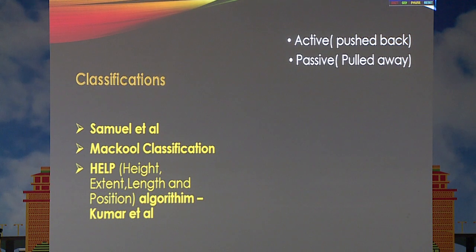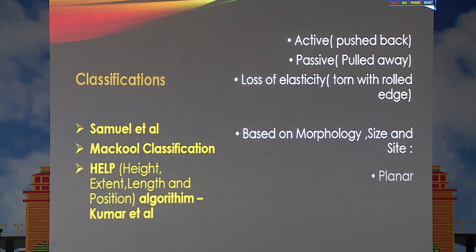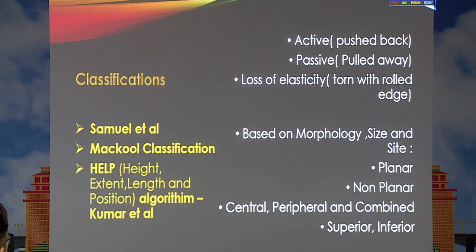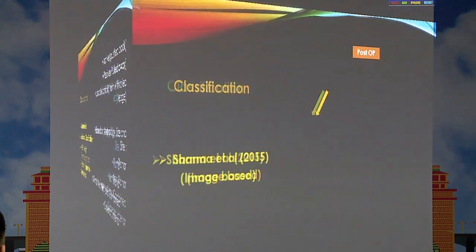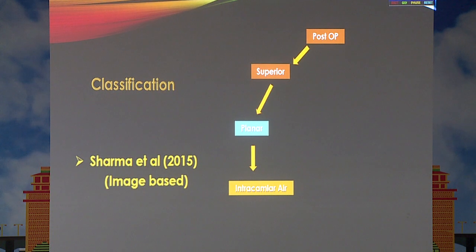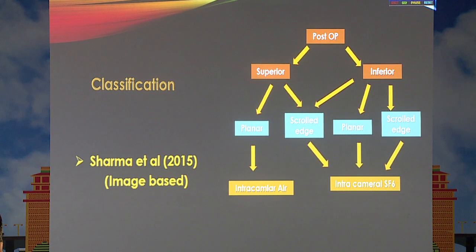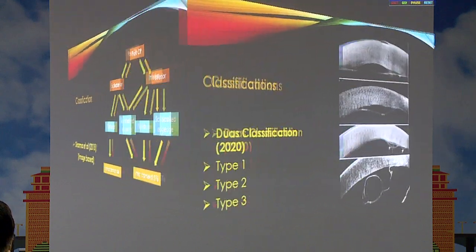There are various classifications given by McCool, Samuel, Heald classification, which takes into account height, extent, length, and position of the detached Descemet membrane. But what is probably important is the classification by Sharma, which gives us how do we go about it. A superior detachment with a planar position of the Descemet membrane, you can just do an intracameral air and get away with it. But if it is rolled edges, or if it is an inferior detachment, then in that case you have to go for a gas which will stay in the anterior chamber for a longer period.